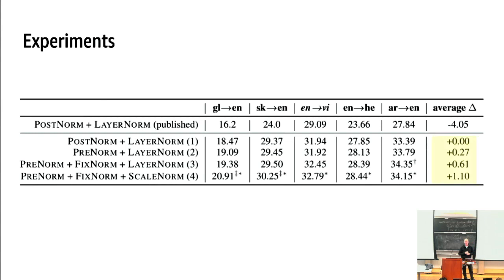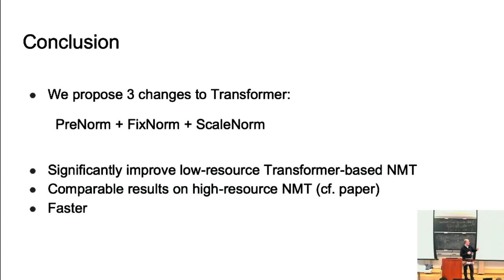All this bunch of tricks is explained in the paper I have on my first page. So these three changes on the transformer are pre-norm instead of post-norm, fixed norm, and scaled norm. The last two are really the same idea applied in different places of the network, not only on the output layer, but also in the other normalization layers. And this gets significant improvement in the low resource setting, and comparable improvement results also in the high resource setting. And it's also faster, both in training and inference. Yes, please.